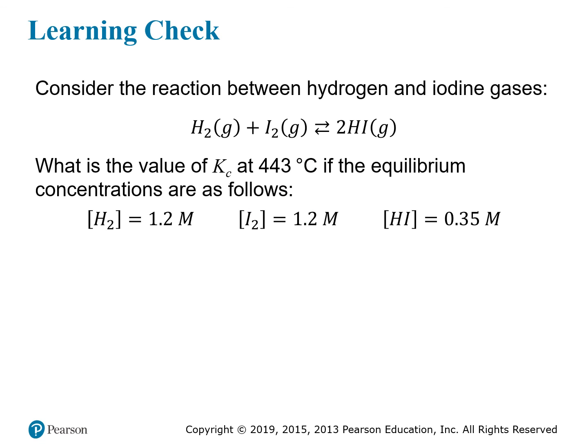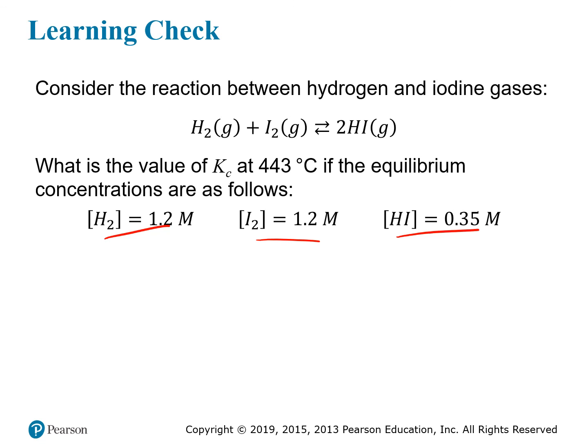Here's another example using the same equilibrium reaction we've seen several times now. Hydrogen plus iodine yields 2 moles of hydrogen iodide. And so the question is, what is the value of Kc at 443 degrees Celsius if the equilibrium concentrations are as follows? And it tells you the concentration of hydrogen is 1.2 molar, the concentration of iodine is 1.2 molar, and the concentration of hydrogen iodide is 0.35 molar.